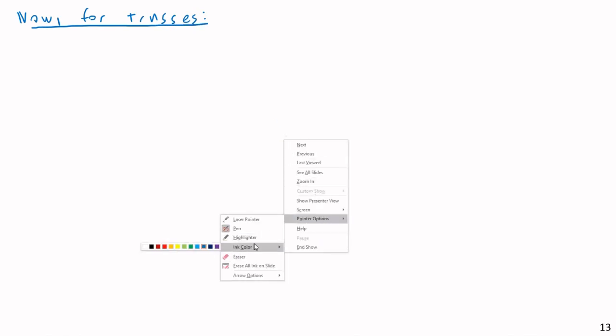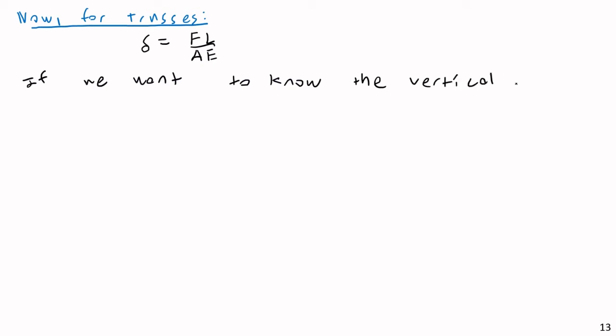Remember how I mentioned before that delta equals FL over AE for longitudinal force? Delta equals FL over AE, as we saw previously, just a review from mechanics of materials. We're going to use this to generate our internal displacements from our virtual forces. So in general, here's the idea. If we want to know the vertical deflection at a joint, we apply a unit vertical load to that joint.